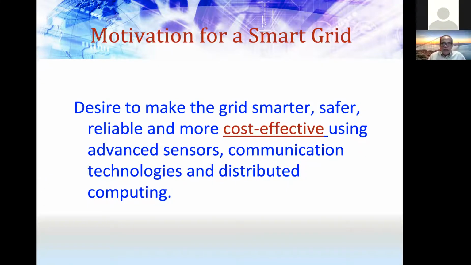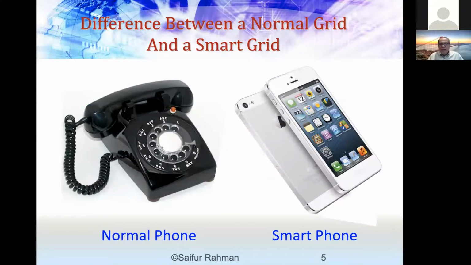Now, what is the difference between a smart grid and a not so smart grid? I can explain that using this picture. The difference between a normal grid and a smart grid can be explained by the telephone analogy. On the left-hand side, you have the normal phone. The black phone has been there for, I don't know, 70, 80 years. Still, some people use it, audio only, no problem, you make the phone call. On the right-hand side, you have a smartphone.